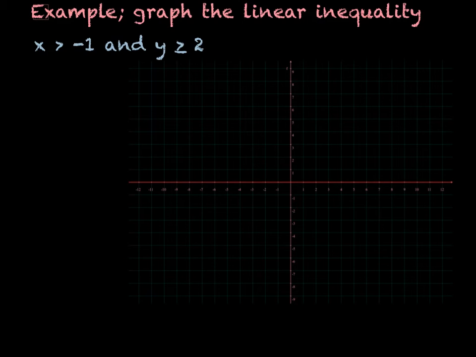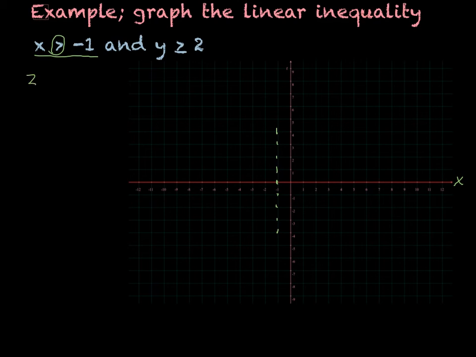Finally, this last one, we're going to actually graph two on the same coordinate system. So we have x is greater than negative 1. So I want to graph x is greater than negative 1. Where is x equal to negative 1? So this is my x-axis. So my x is negative 1 right here. But it's also negative 1 at all these points right here. So this is the line that I need to draw.